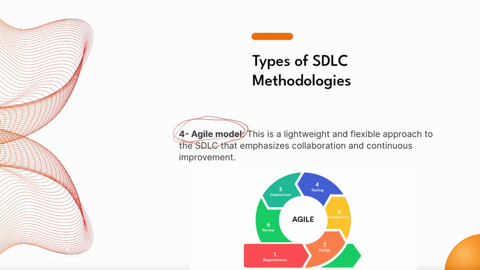So this model here is extremely lightweight and flexible. It's a flexible approach to the software development lifecycle that emphasizes collaboration and continuous improvement. So the whole idea of this is collaboration and continuous improvement. That's what the companies are looking for when they're trying to implement this model. So they want to make sure that there's collaboration among all the stakeholders involved in building this software, and they also want to make sure that there's continuous improvement. So whenever something comes up, they want to be able to tackle that thing and fix it before it creates a bigger issue.